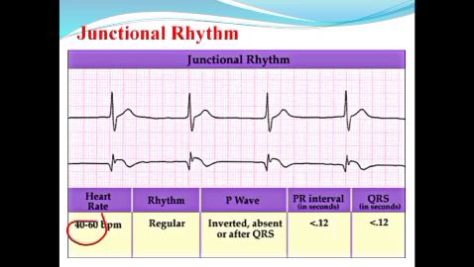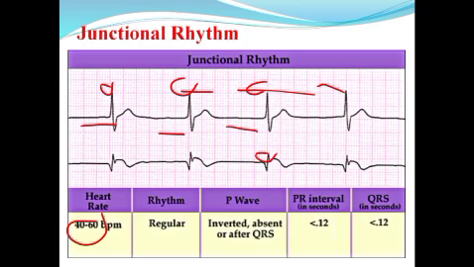You see here, we have no P wave, but the rhythm is regular. What is regular? That means the RR intervals are equal. The interval between every R wave is equal. And the problem here is no P wave, or maybe it is inverted or comes after the QRS complex. So this is junctional rhythm.